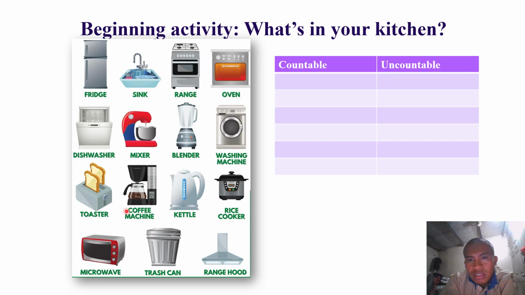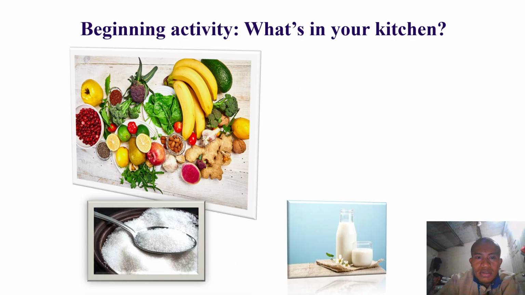These nouns can be countable or not countable, or uncountable. So here you can classify the countable nouns and uncountable nouns on this chart. Imagine that you are looking at your kitchen at home, so you can add some more here. Apart from this, you can add. So we are still working on this in the beginning activity.